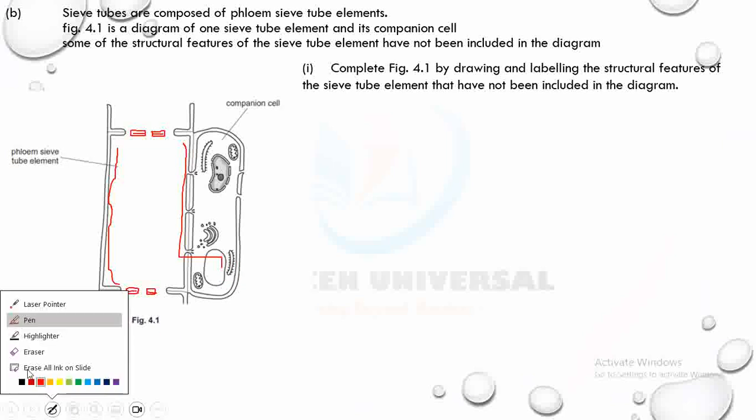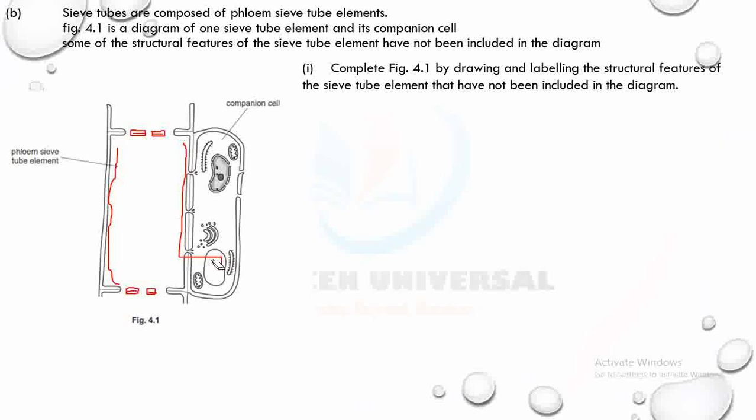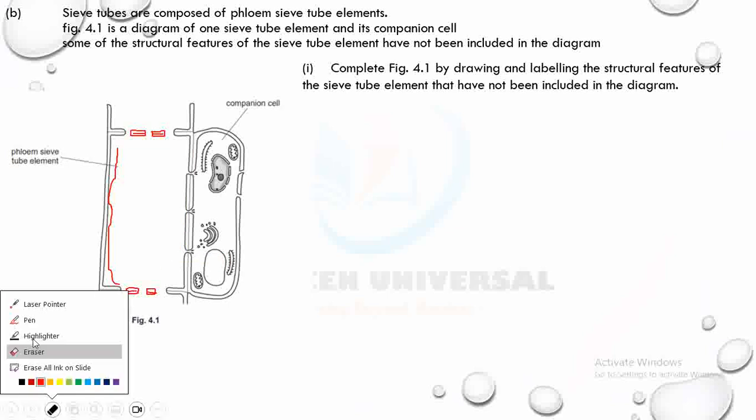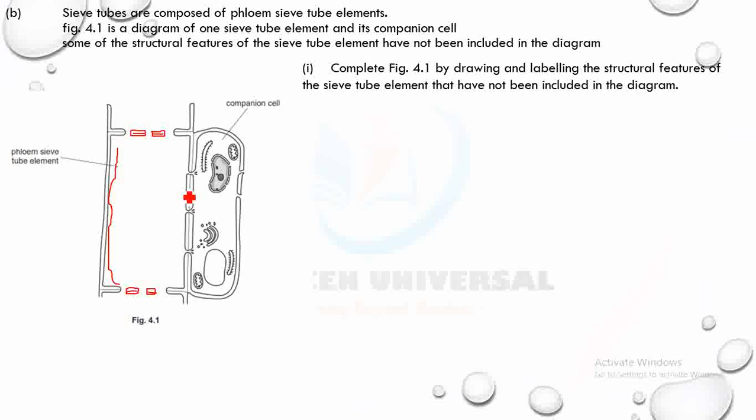Sorry, let me wipe it off. Thin cytoplasm, you can see that. Then I can also add a mitochondrion. Can you see? Or any other organelle like smooth endoplasmic reticulum. But I shouldn't add a nucleus because it doesn't have a nucleus.